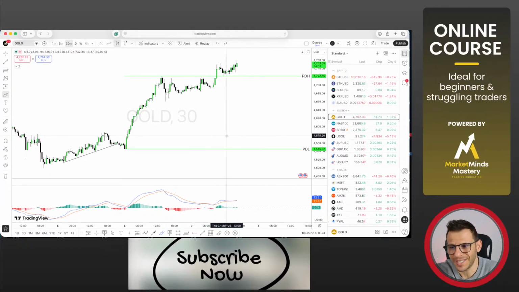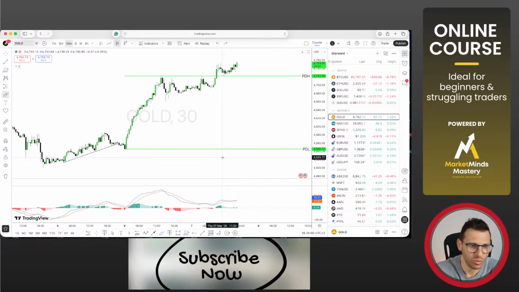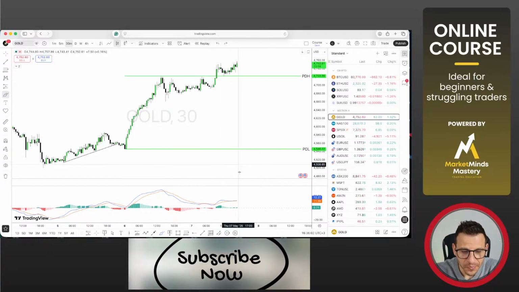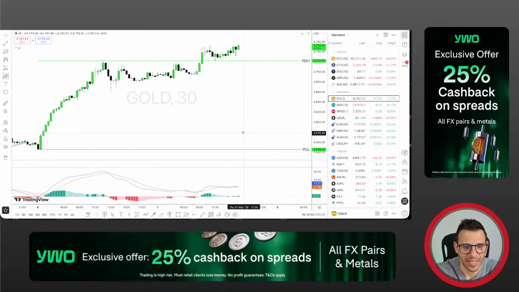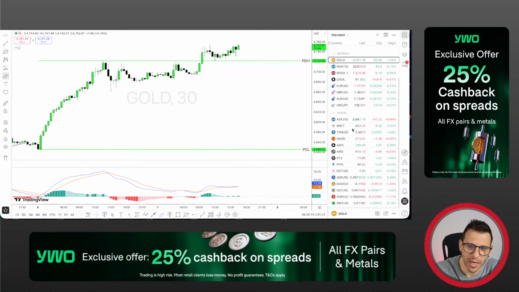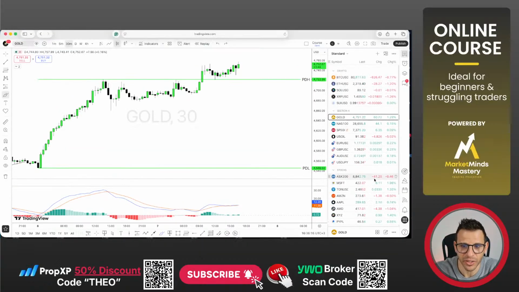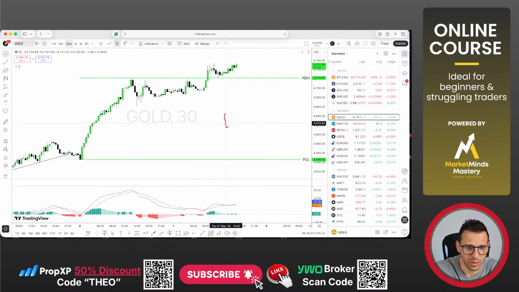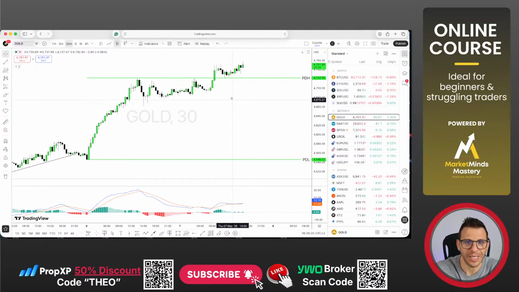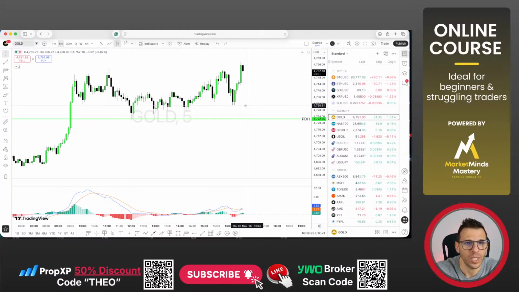Now, for scalping, we don't need to use this oscillator because it's a long-term oscillator, but for long-term investing like we do on Bitcoin, on Ethereum, on Solana, and some of the shares, it's extremely useful. So what I will be looking for on gold this session is to find some retracements and buy.